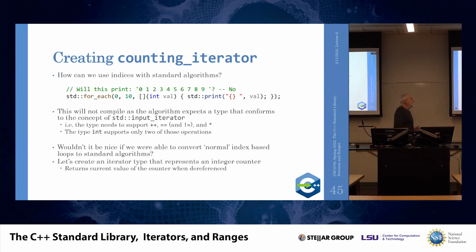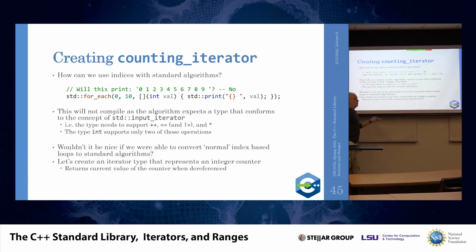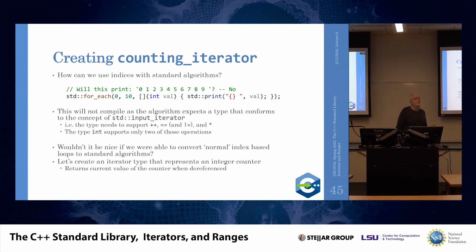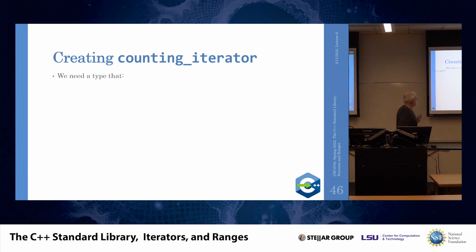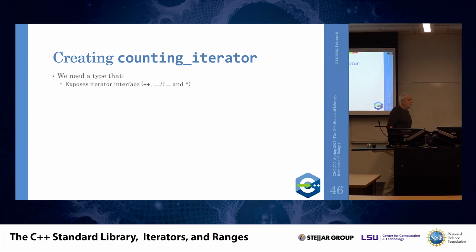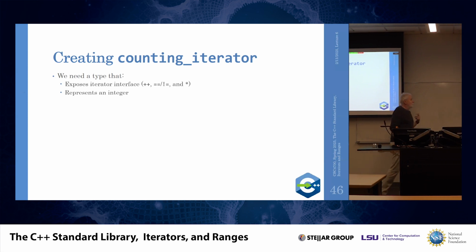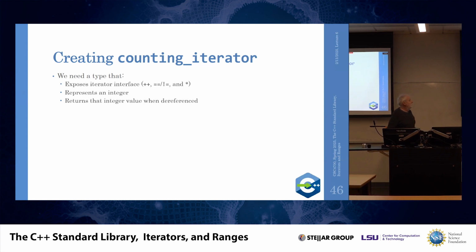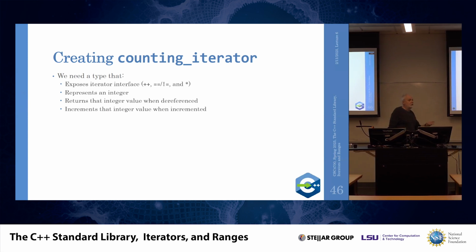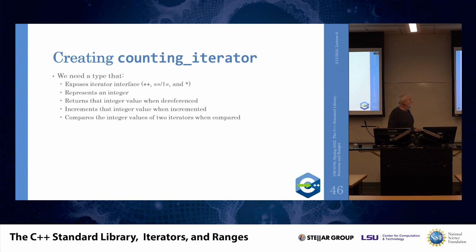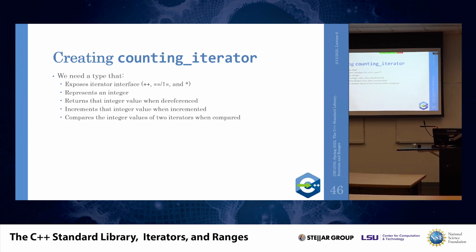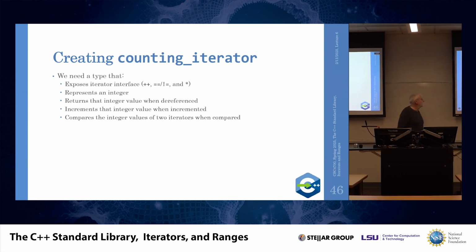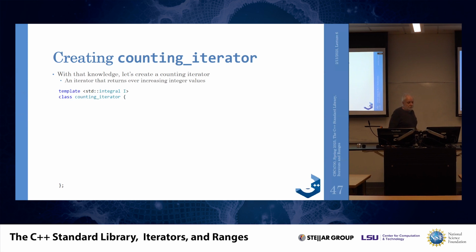So let's create an iterator type that represents an integer counter and that returns the current value of the integer when it's being dereferenced. Okay? So we need a type that exposes our iterator interface. It represents an integer. It returns that integer when dereferenced. It increments that integer when being incremented, and compares the integer with the integer contained in another iterator when compared with another iterator. So let's create that.